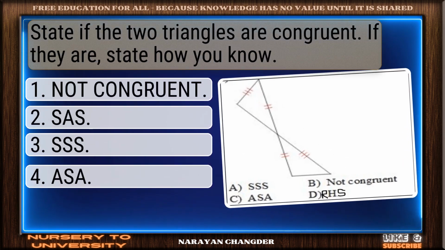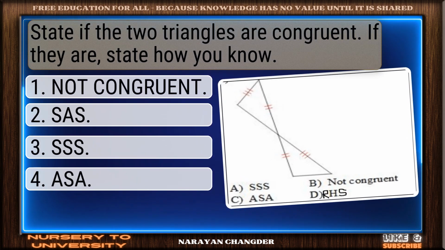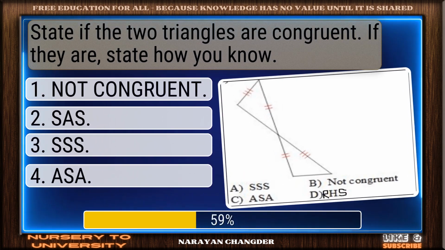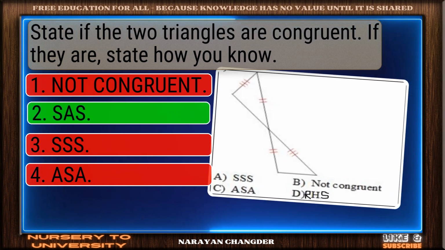Question number 5. State if the two triangles are congruent. If they are, state how you know. Nice work. You chose SAS and it is correct.